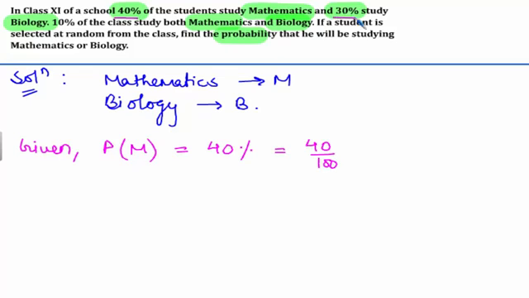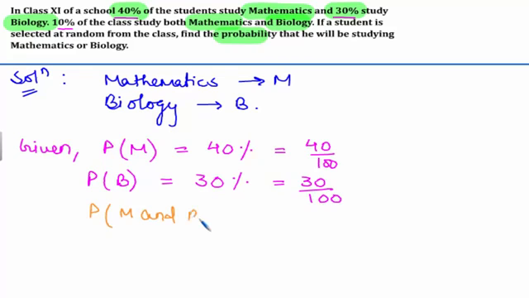And also we are given that 30% of the students study biology, therefore probability of B is 30%, which is equal to 30 upon 100. Also we are given that 10% of the class study both the subjects, therefore probability of M and B, or in other words probability of M intersection B is equal to 10%, which can also be written as 10 upon 100.